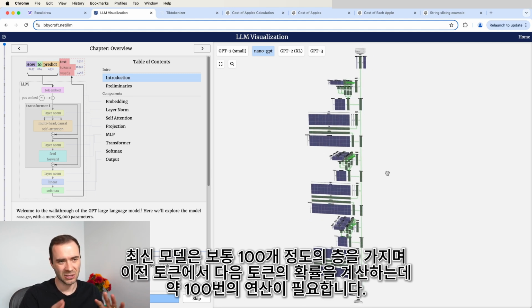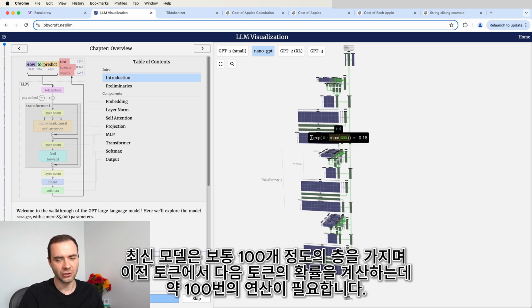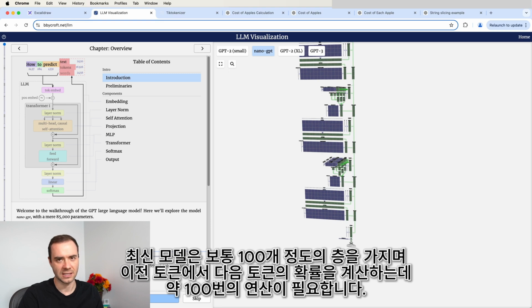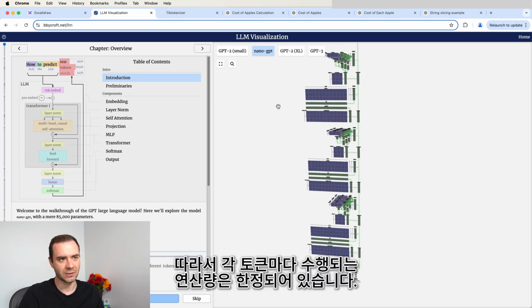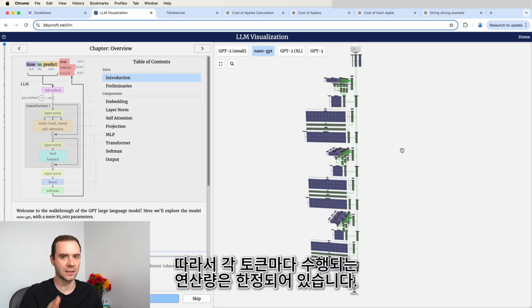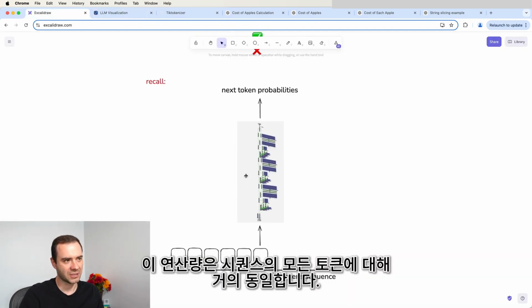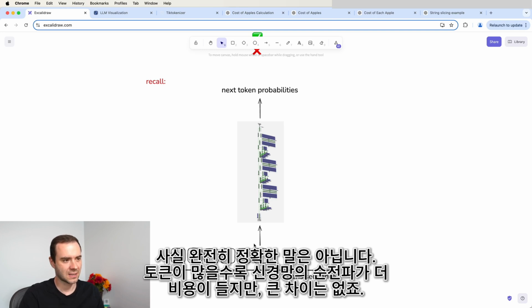Maybe 10. A typical modern state-of-the-art network would have more like say 100 layers or something like that, but there's only 100 layers of computation or something like that to go from the previous token sequence to the probabilities for the next token. And so there's a finite amount of computation that happens here for every single token. And you should think of this as a very small amount of computation. And this amount of computation is almost roughly fixed for every single token in this sequence. That's not actually fully true, because the more tokens you feed in, the more expensive this forward pass will be of this neural network, but not by much.